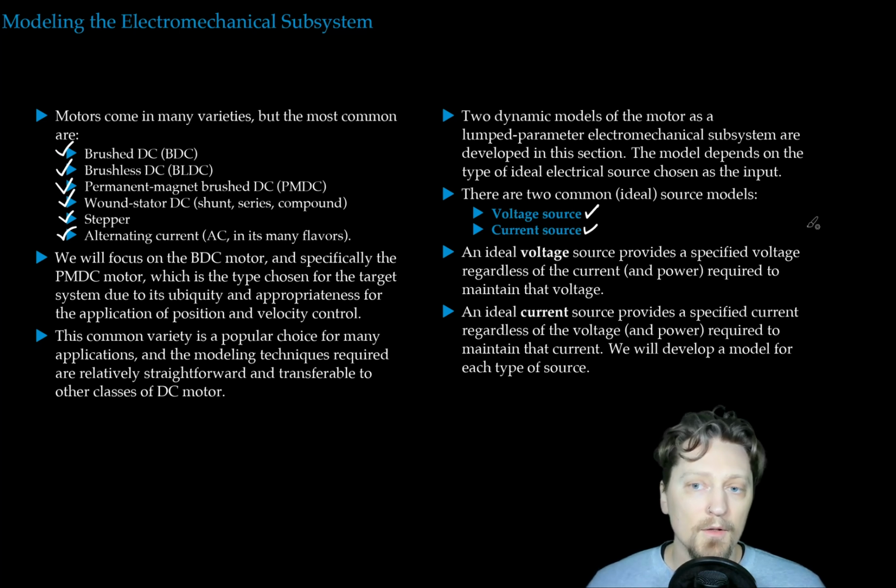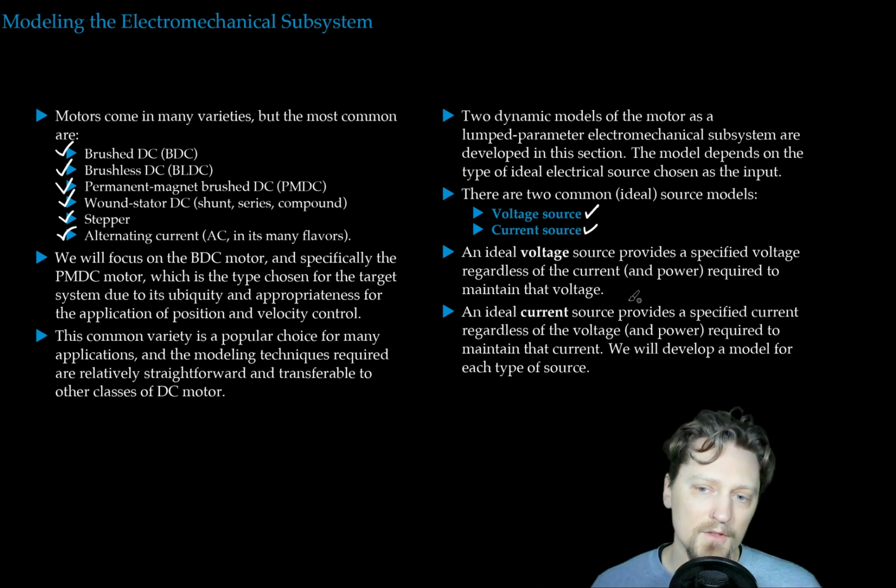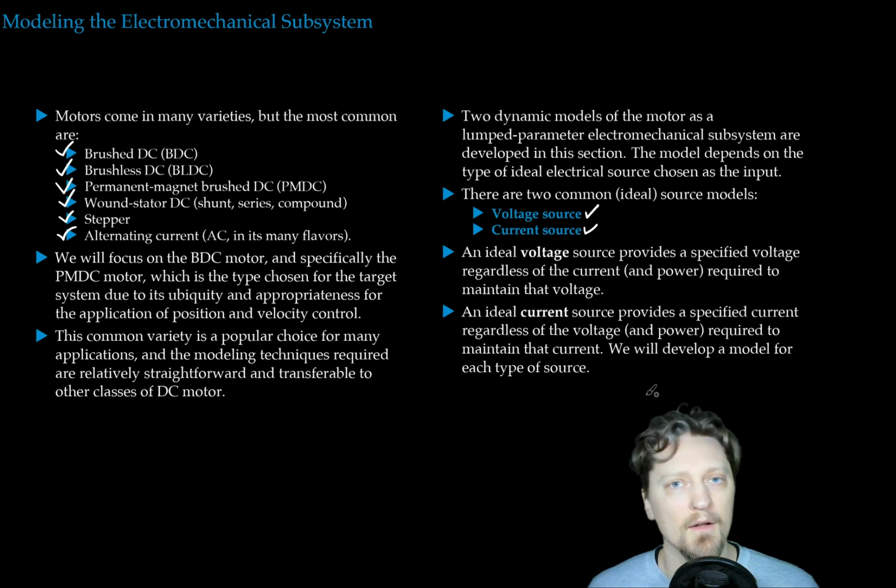An ideal voltage source provides a specified voltage regardless of the current and power required to maintain that voltage. An ideal current source, conversely, provides a specified current regardless of the voltage and power required to maintain that current. We will develop a model for each type of source, so a motor model for each type of source, a voltage source and a current source.